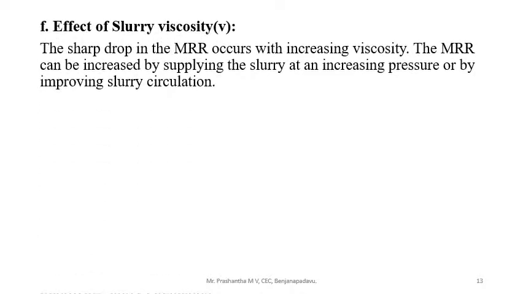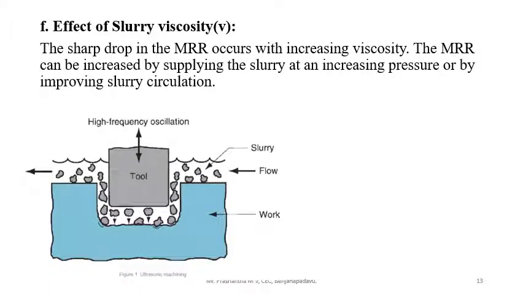Next is the effect of slurry viscosity. Look here. The flow of slurry happens like this. There is a small gap between the tool and work surface, and the abrasive slurry will move like this. A sharp drop in the material removal rate occurs with increasing viscosity. The material removal rate can be increased by supplying the slurry at an increasing pressure or by improving slurry circulation.